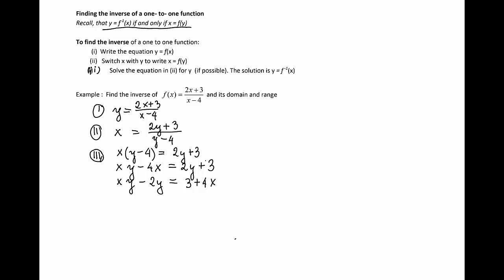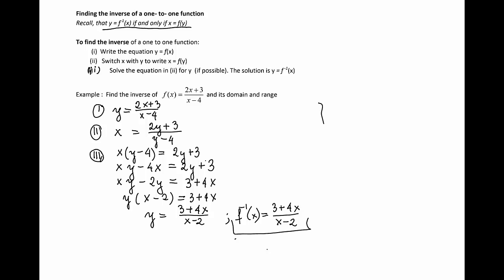Since y appears in two terms, we can factor out y to get y times (x minus 2) is equal to 3 plus 4x, and to compute y we have to divide both sides by x minus 2, so we have (3 plus 4x) over (x minus 2), and we have the solution for that equation. That solution is the formula for the inverse, so f inverse of x is (3 plus 4x) over (x minus 2).